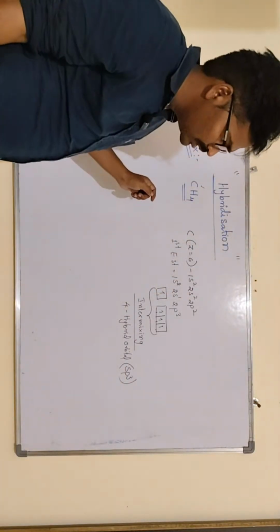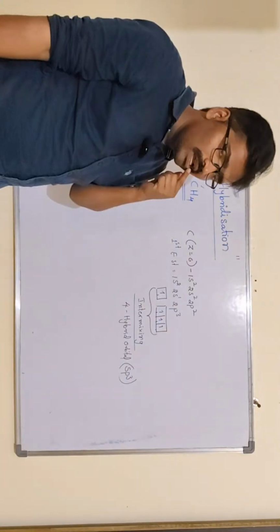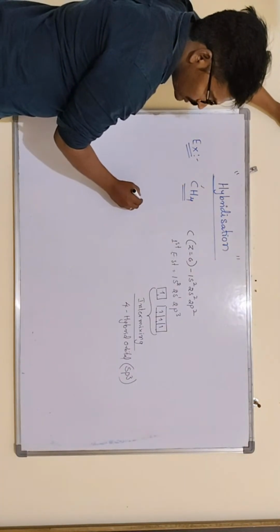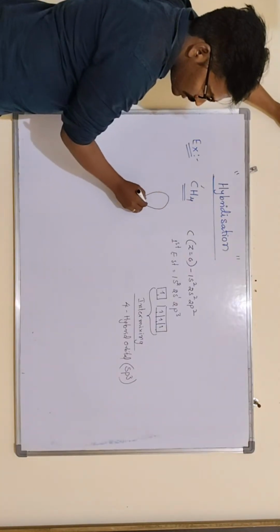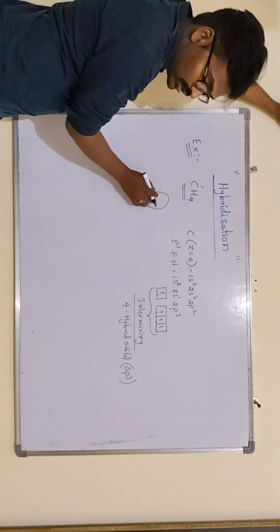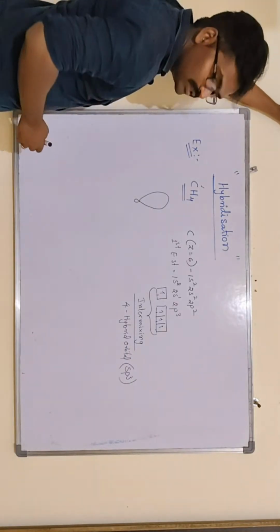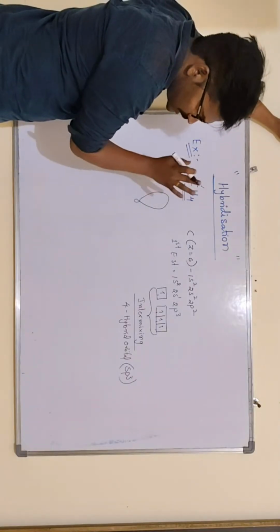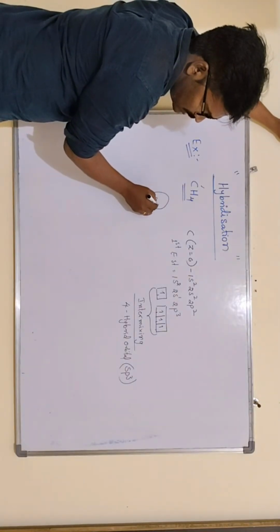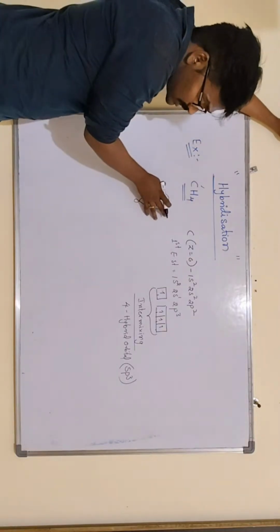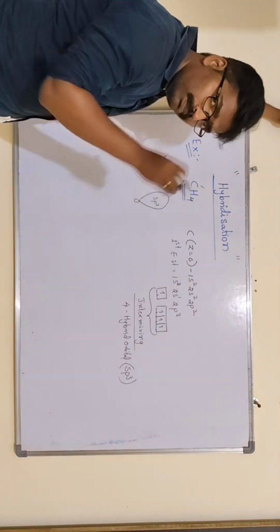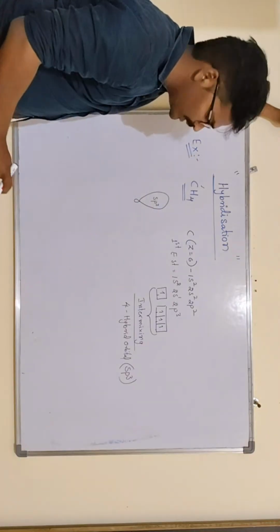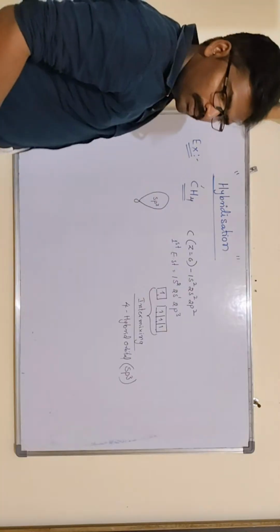Generally, a hybrid orbital we can draw like this: a large lobe and a small lobe. So this is one of the hybrid orbitals. Just assume this is an sp3 hybrid orbital. That means in this orbital, s character is there and p character is there. There is no pure s and no pure p. Both s character and p character are there.